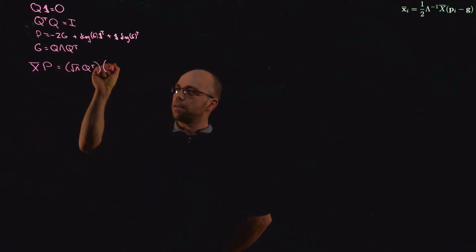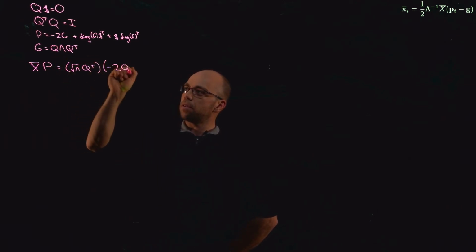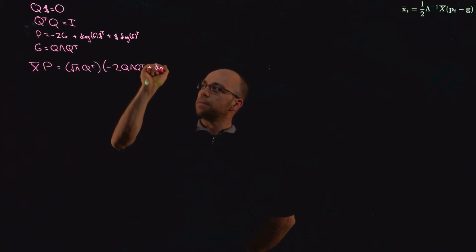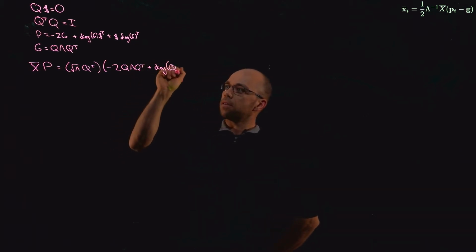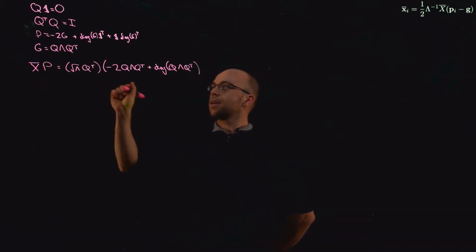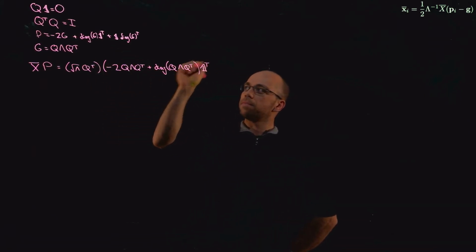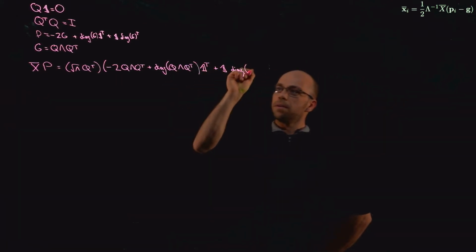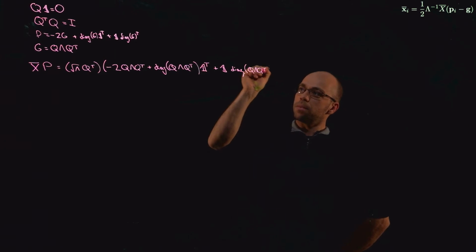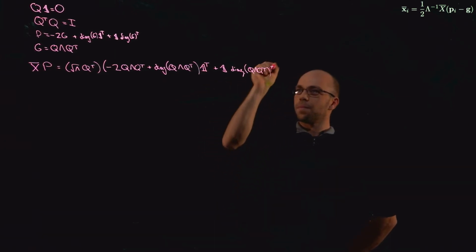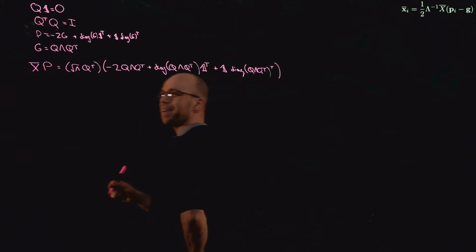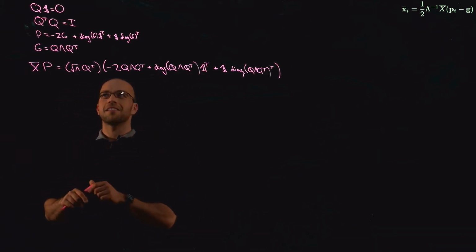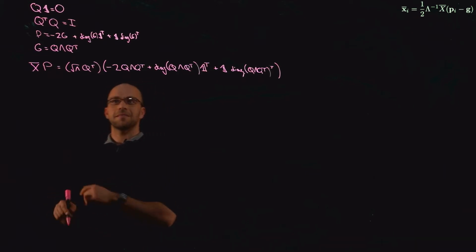So we're going to have -2G, which is Q lambda Q transpose, plus the diagonal of G, which is Q lambda Q transpose, times the vector of all 1s transpose, plus the vector of all 1s times the diagonal of G, which is Q lambda Q transpose transpose. Whew. Okay, so now what we're going to do is multiply out this expression and see what happens.